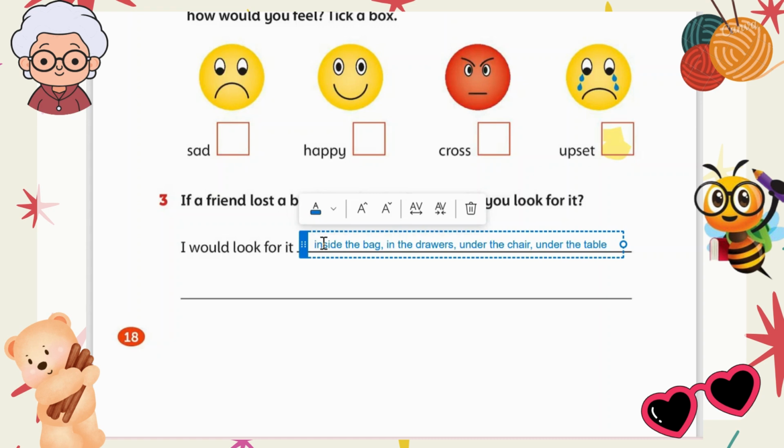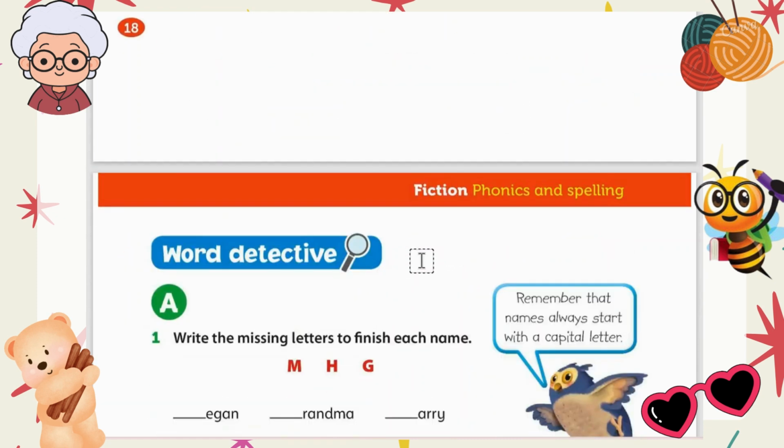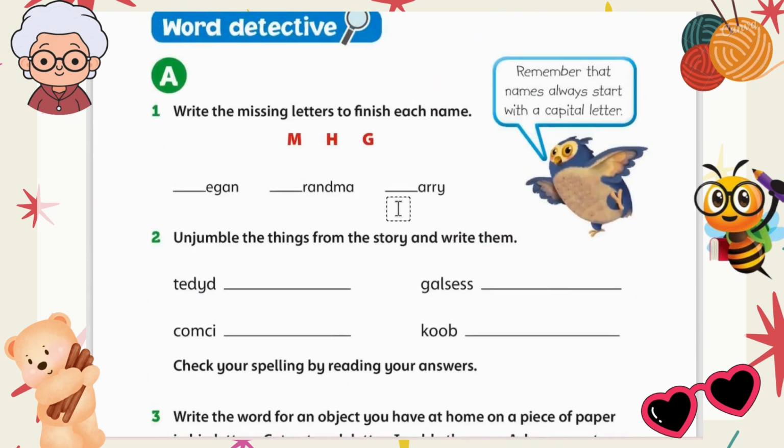Yes, so I think that will be my list, like where I will be looking for my friend's book. I will be looking inside the bag, in the drawers, under the chair, and under the table. Where would you be looking for the book? So comment your answers. So the next exercise is word detective.